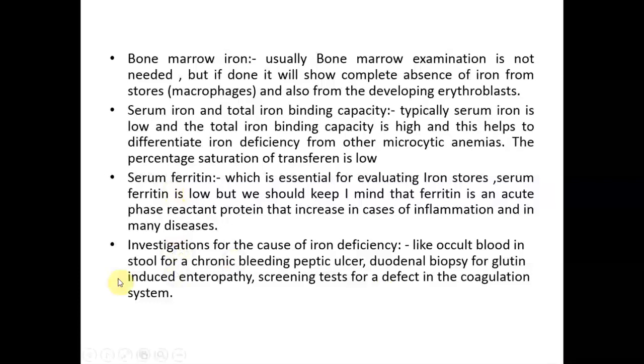So we do occult blood in the stool for chronic bleeding peptic ulcer. We do duodenal biopsy if we suspect celiac disease. Any other screening test for any defect in coagulation, as probably he has a bleeding tendency or elsewhere. And then we have to search for the cause of the iron deficiency. In females we must do an ultrasound. I must know whether this patient has a cause for uterine bleeding.